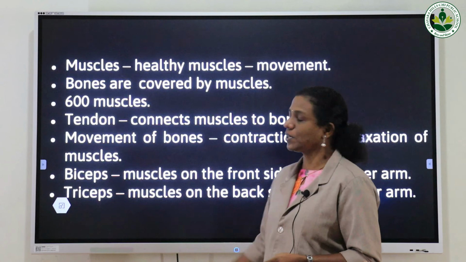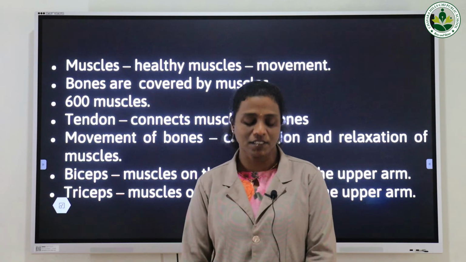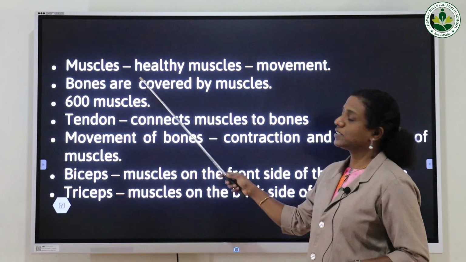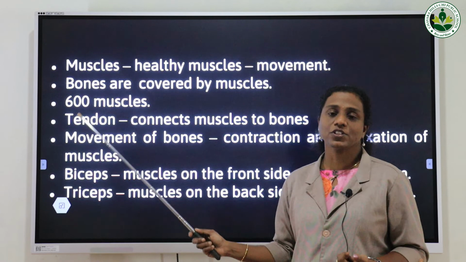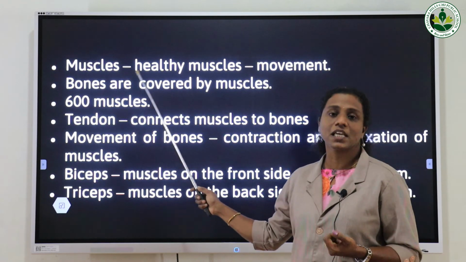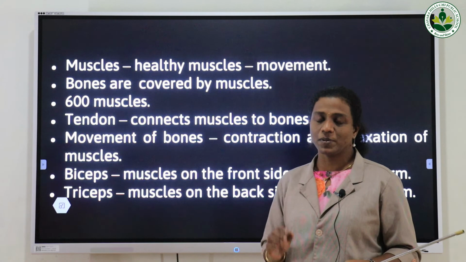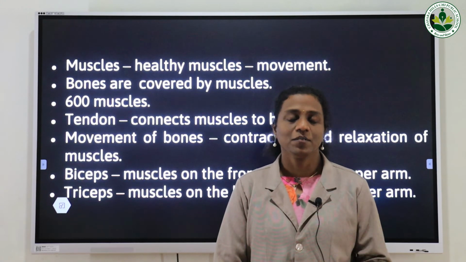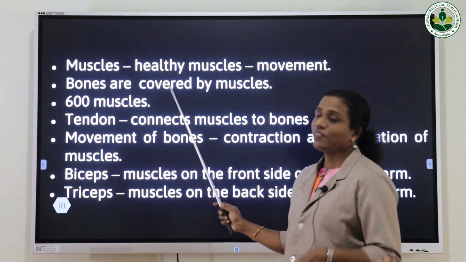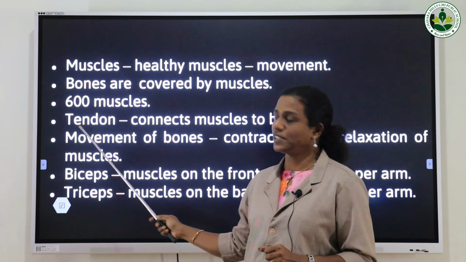So the first chapter revision was over, and the next chapter is about the muscular system. So in the muscular system we studied about muscles. We need healthy muscles for the proper functioning of the body, and muscles also help in the movement of our body parts. So what are muscles? That is an expected question. Muscles are tough fibrous tissues attached to the bones, and bones are covered by muscles. More than 600 muscles are present in our body.